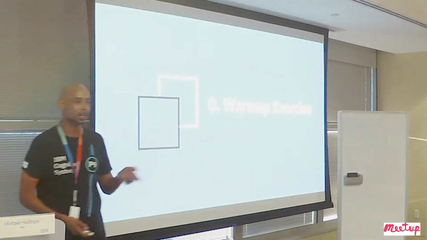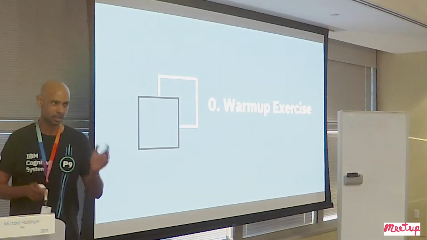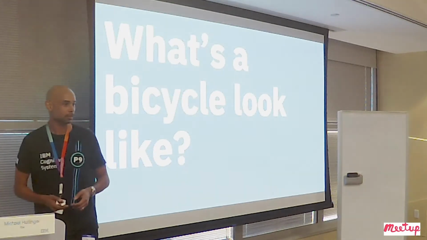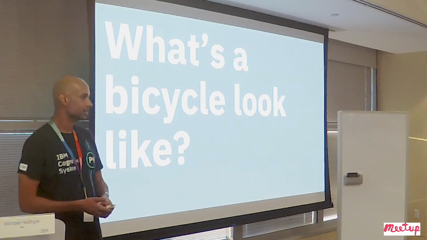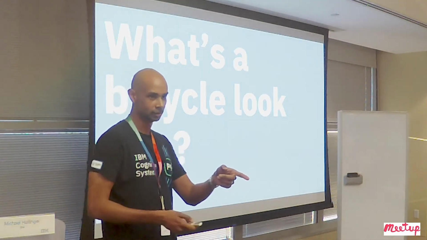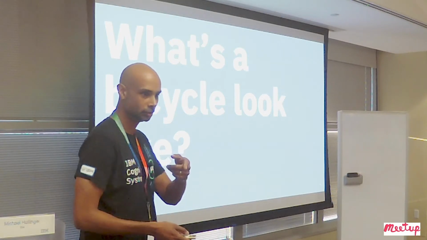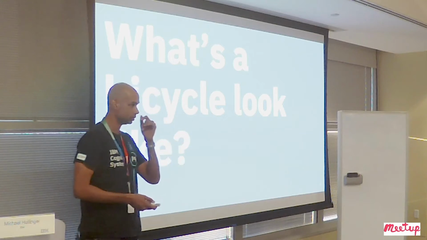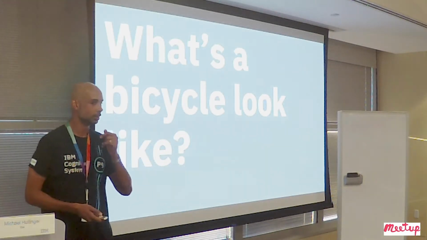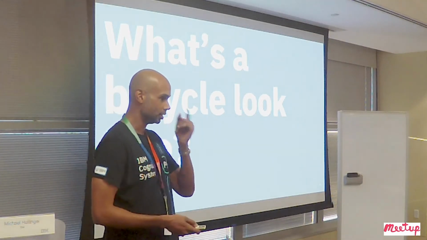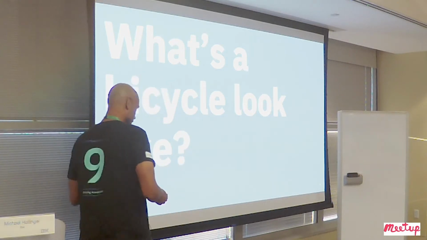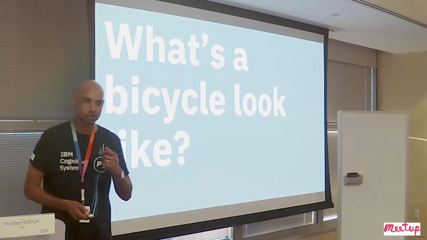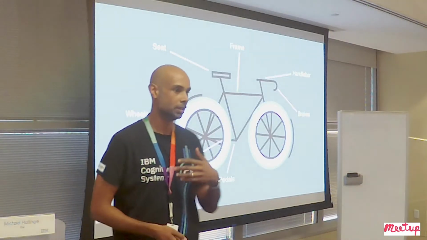But first, I actually have a little warm-up thing because it's been kind of a long day. So I want to ask everybody, what's a bike look like? Wheels. Wheels, okay. Two, I heard two. Handlebars. Frame. Brakes. Seat, okay. Gears. Pedals. Chain. Yeah. Tires, yeah. So, I mean, we're talking about features in the device, right?